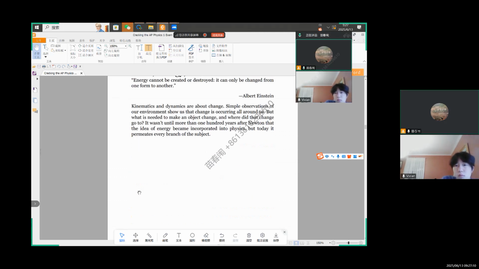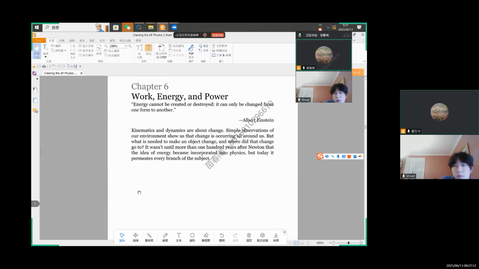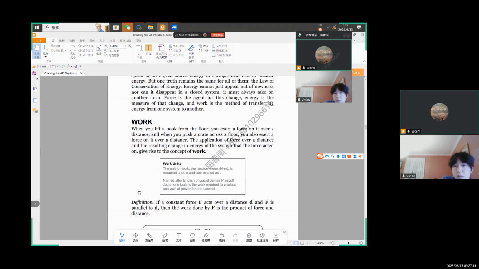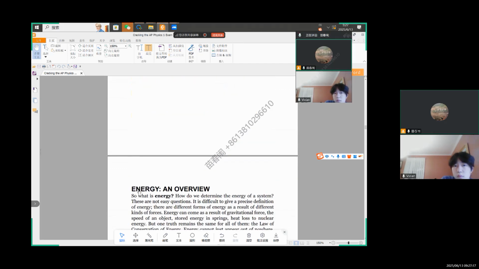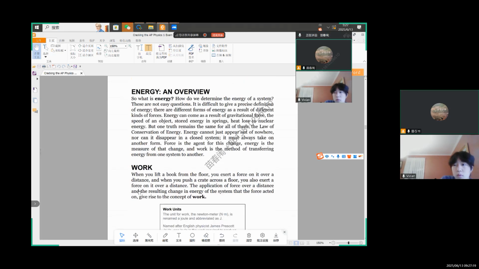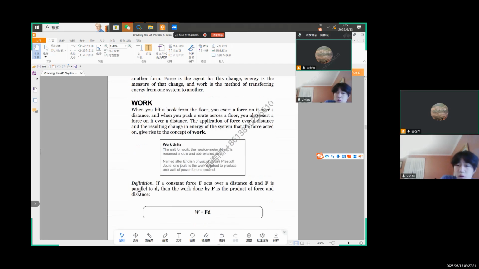Oh, and also for the new one, we also have to learn circular motion, but it's for later. We can save it there. It's not much difference. We can just follow this order.